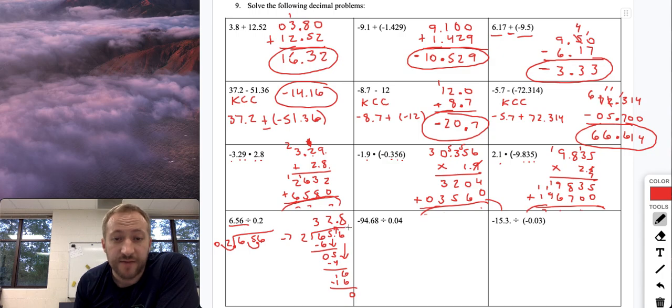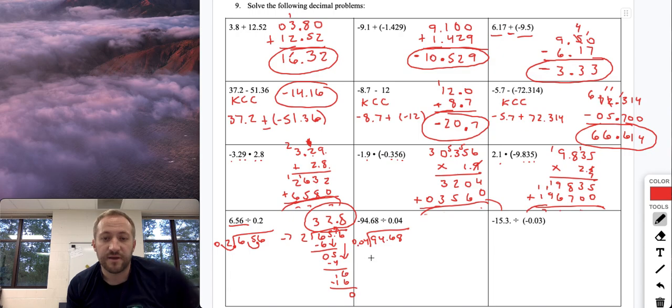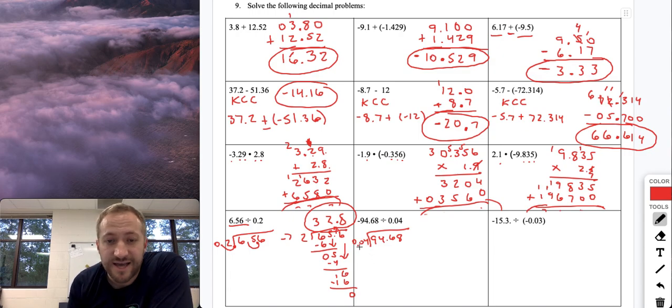It's a positive times a positive, so I know my answer is going to be positive. Let's look at the next one. The first number goes inside the division box, 94.68. 0.04 on the outside. Now, if the number on the outside is a decimal, I have to move it to make it a whole number. I'm going to move it 1, 2 spaces. I'm going to do the same thing on the inside, 1, 2 spaces.